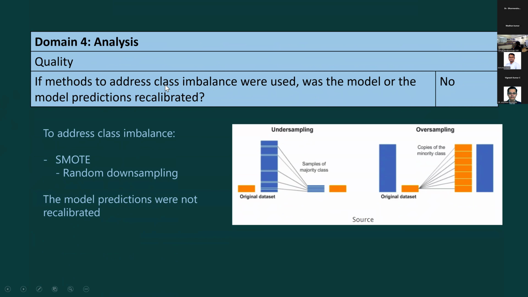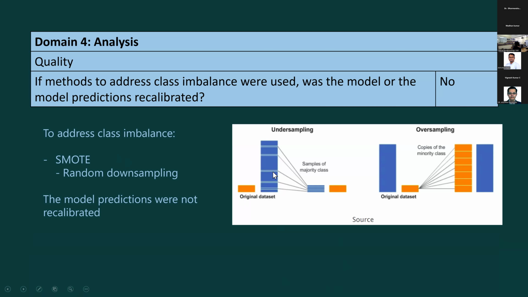If methods to address class imbalance were used, was the model or the model predictors recalibrated? So what is class imbalance? To train a model, if there is an equal number of cases and controls, it can learn 50% from the cases and 50% from the controls. But in real world data, especially when the outcome events are very few or very many, what is done is something called undersampling and oversampling.